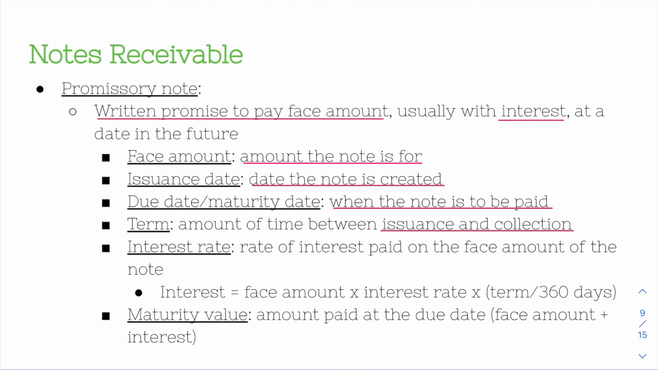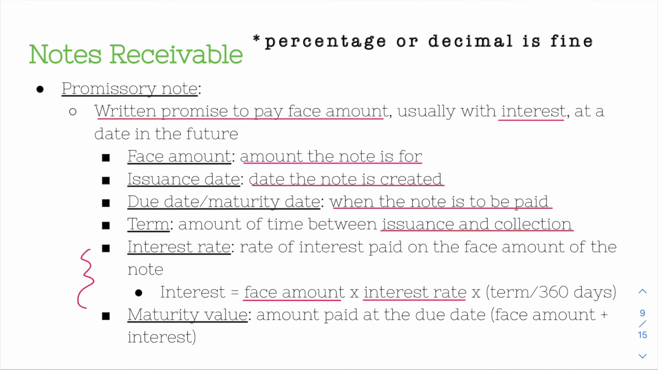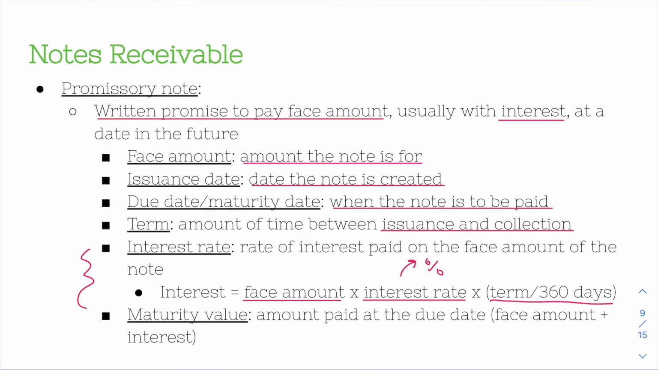Most important probably is the interest rate. So that is the rate of interest paid on the face amount of the note. And we are going to calculate interest as the face amount times the interest rate as a percentage, and then times the term of the note divided by 360. You could also do 365, but just for simple math purposes, it's easier to do 360. And then the maturity value is the amount paid at the due date, and that will be equal to your face amount plus any interest you owe. So that covers the content.